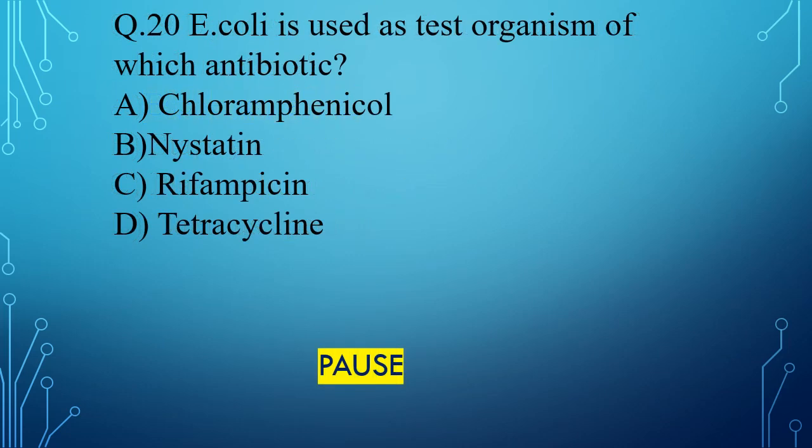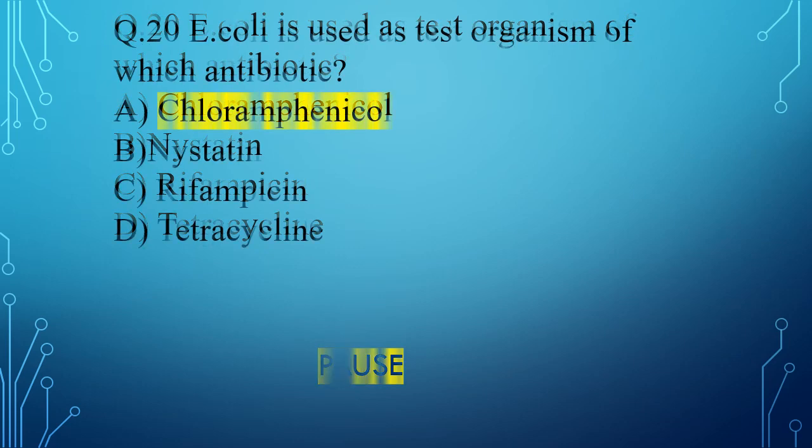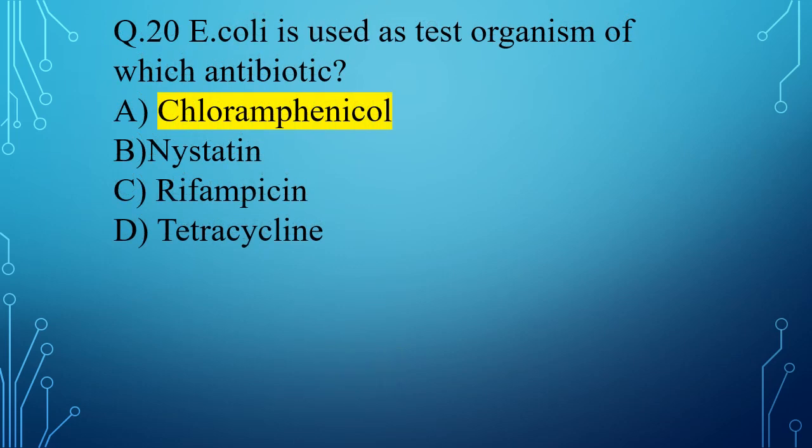Question 20. E.coli is used as a test organism for which antibiotic? Option A, chloramphenicol. Option B, nystatin. Option C, rifampicin. And option D, tetracycline. And the right answer is chloramphenicol.